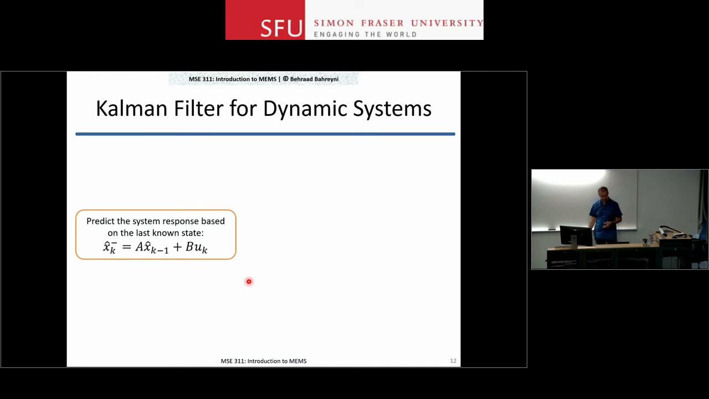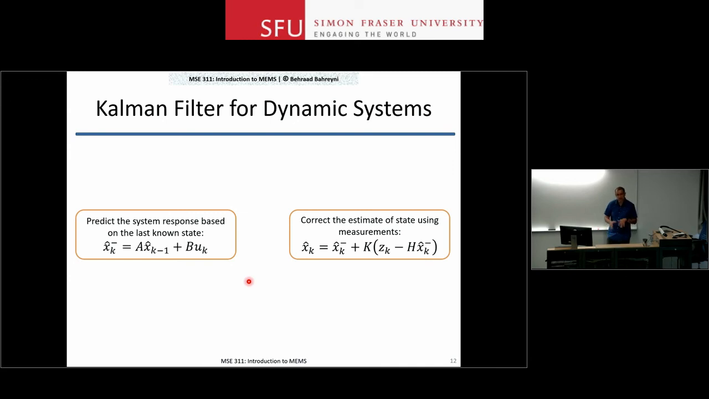So this is my best output. My model says X should be this much. If I know X at K minus 1, the previous time step, I multiply it by A to get a best estimate for X at this point, plus the effect of the input. This is what my model tells me. This is the best estimate for the system state based on my virtual sensors.